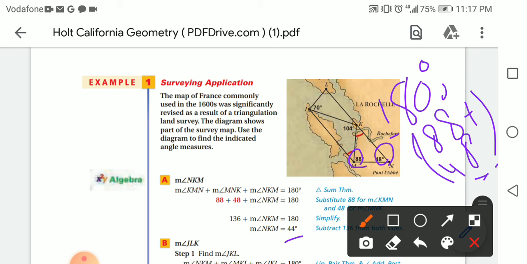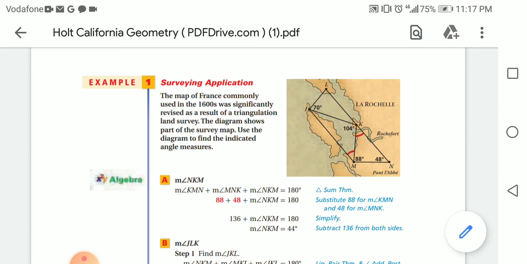I can solve it this way, or I can write it 88 plus 48 plus NKM gives me 180 degrees. Then I add them. These are the steps in detail, so I'll add them. 136 plus NKM equals 180. So here, 180, I'll subtract 136 from both sides, so measure NKM gives you 44 degrees. Okay, this is in more detail.